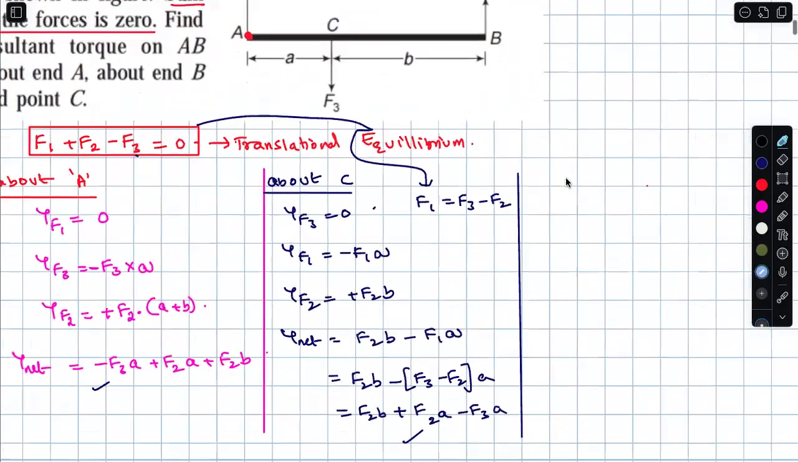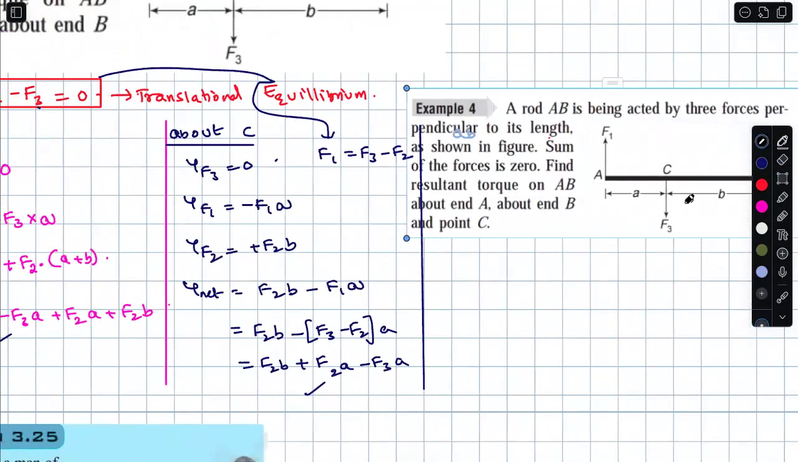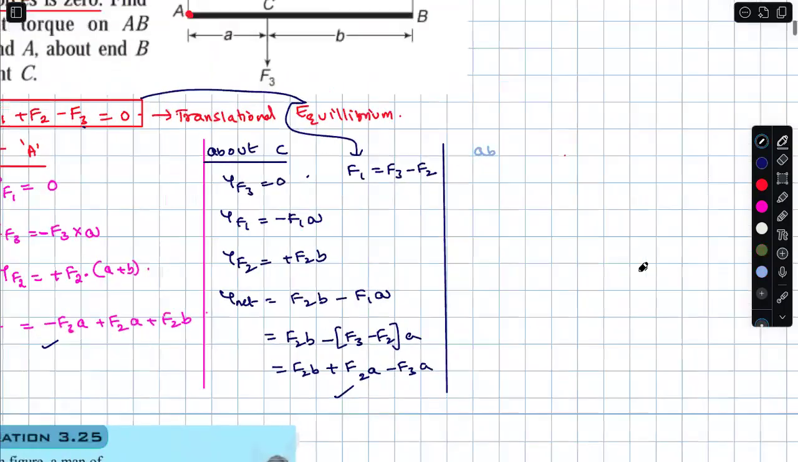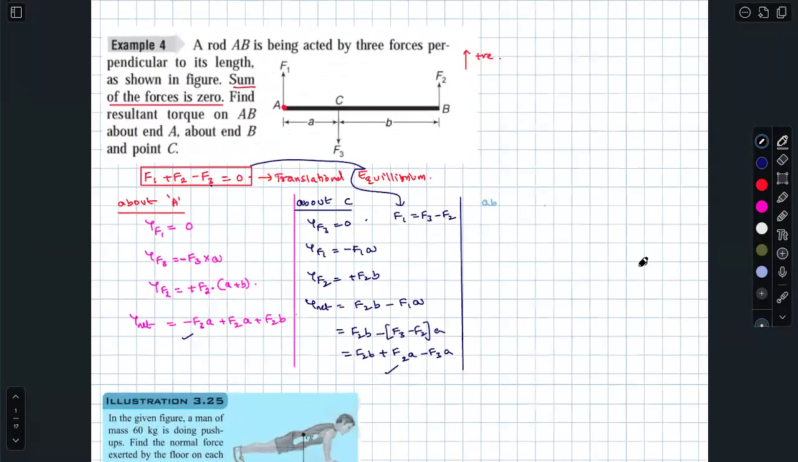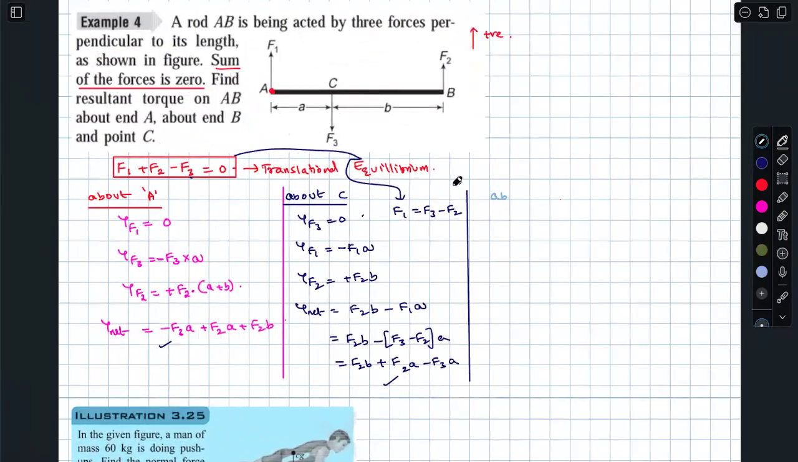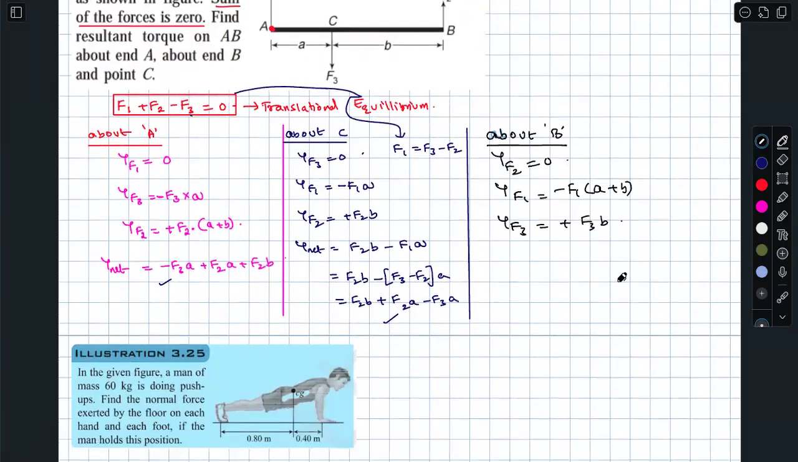Now I'll talk about B. About B, the net torque is 0. Next, the torque of F1 is, again, clockwise, but this time it is minus F1 times (A plus B). The torque of F3 is plus F3B. So the net torque is minus F1 times (A plus B) plus F3B.